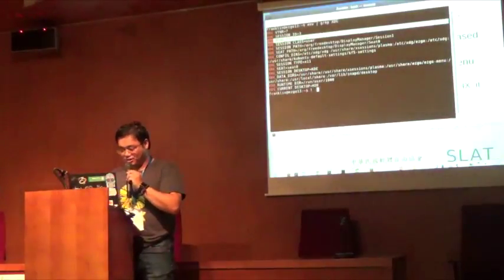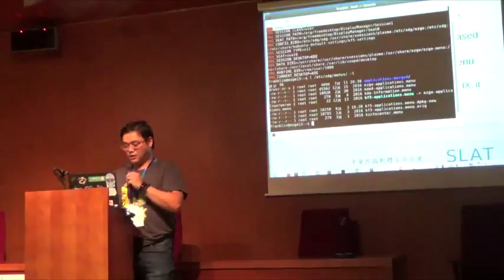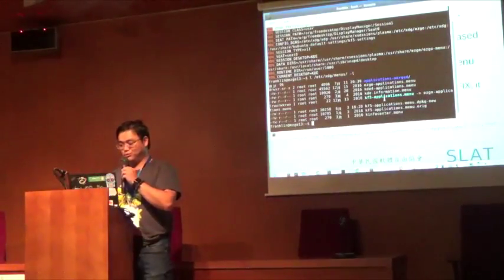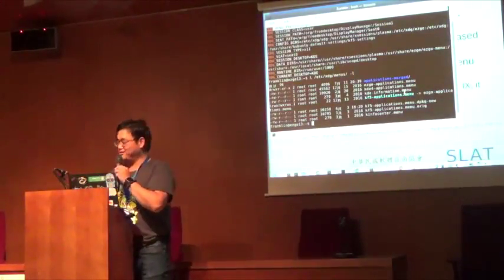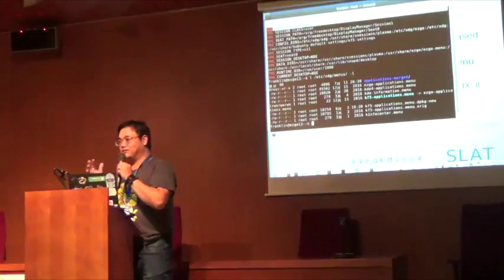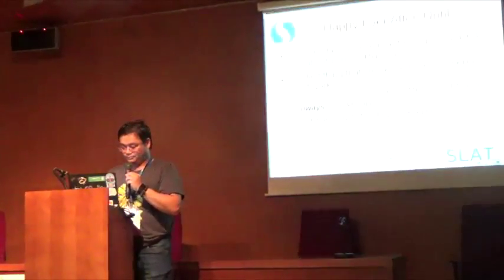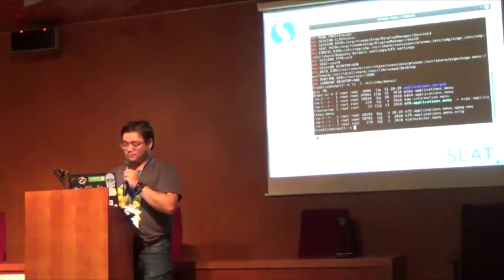So I have no way. The only thing I can do is remove the original one and link it to ezgo. That's the only thing I can do, because no matter how I set the environment variable, it's always K5. Okay, so that's the screenshot.